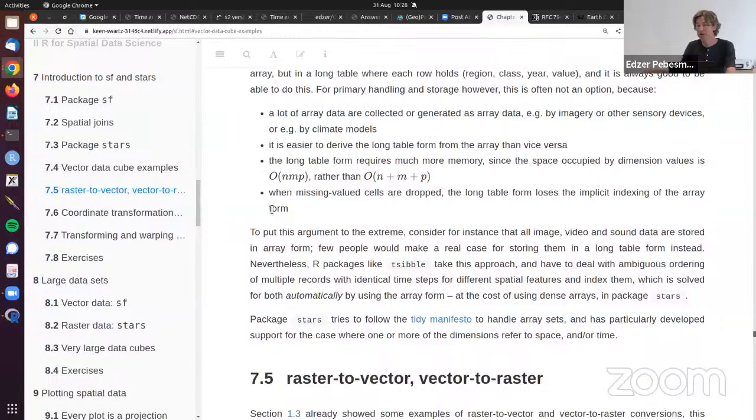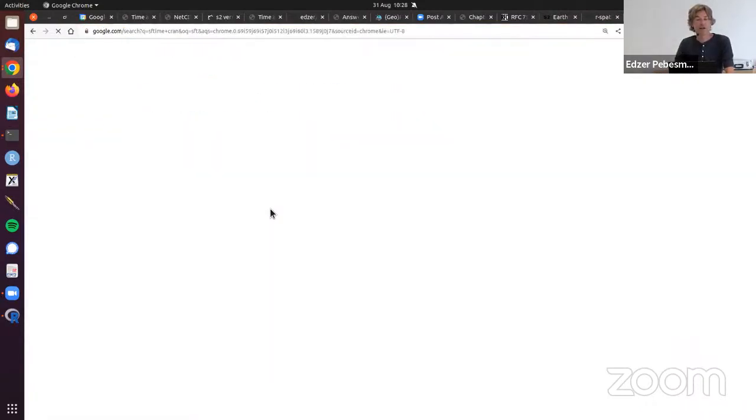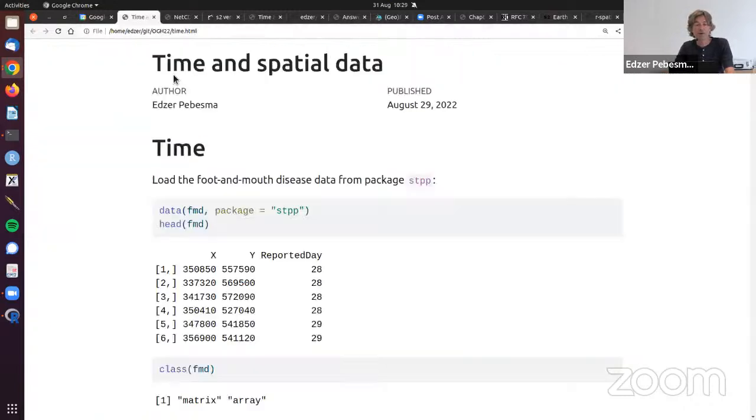How am I with the time? Very bad. So there is one thing that I also promised to talk about, and it's the package sftime. And before I run out of time, there's the package sftime. Sftime is an extension written by Henning Teickner, who won the OpenGeoHub Hackathon Award 2 years ago, by the way, and is now a very prolific R developer, but also a researcher. He worked on this package together with Ben and me, and it basically deals with irregular time data.